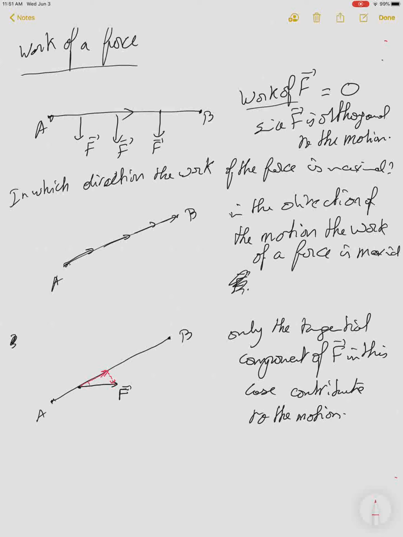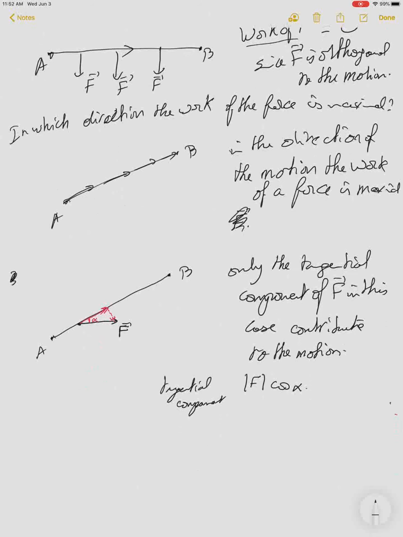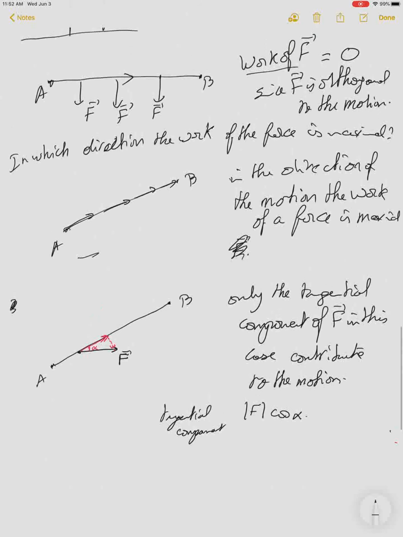So if this is alpha, what is the tangential component of the motion? The tangential component is the absolute value of F times cosine alpha. Do you agree? This is now the work at this point, which should be multiplied by the distance. The larger the distance, the larger the work. Let's go back to the previous case. In this case, what is the work?